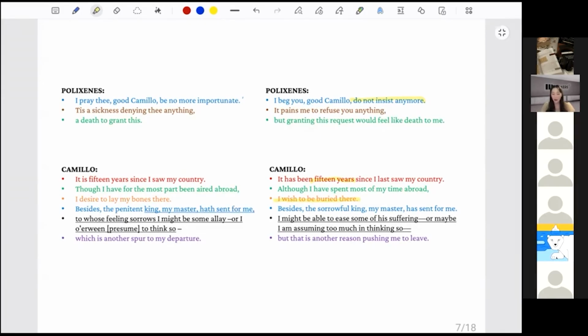And he goes on, besides, the sorrowful king, my master, has sent for me. I might be able to ease some of his suffering, or maybe I'm assuming too much in thinking so, but that is another reason pushing me to leave. So Camillo is explaining that number one, he wants to leave because he wants to die in his home country. Number two, the king of Sicily has asked for Camillo, and he believes that his presence might be some sort of a comfort to the king, so he wants to go back. That's another reason why he wants to go back to Sicily, despite having such a good relationship with Polixenes.